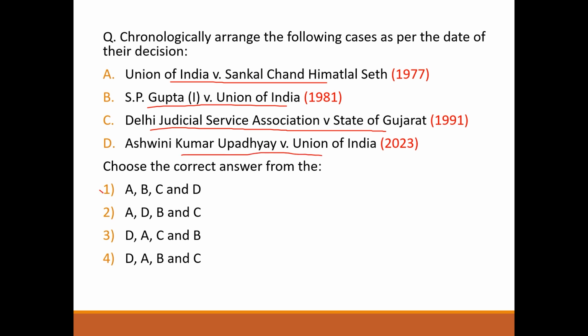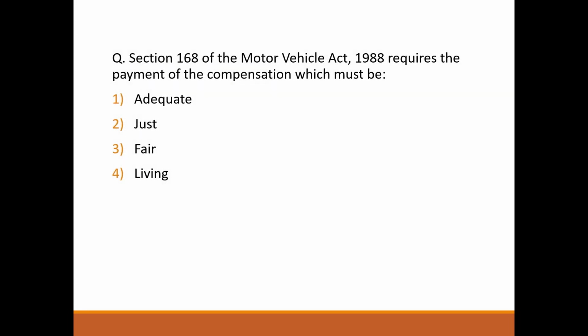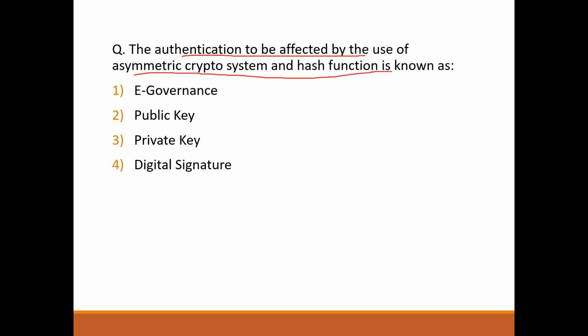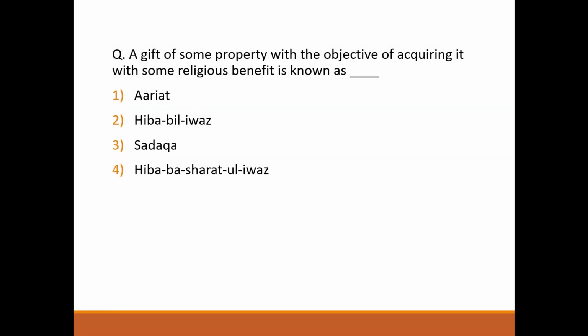Next question. Section 68 of the Motor Vehicles Act 1988 requires payment of compensation which must be option number 2, just. Next question. The authentication to be effected by the use of asymmetric crypto system and hash function is known as option number 4, digital signature. Next question. A gift of some property with the objective of acquiring some religious benefit is known as option number 3, Sadka.